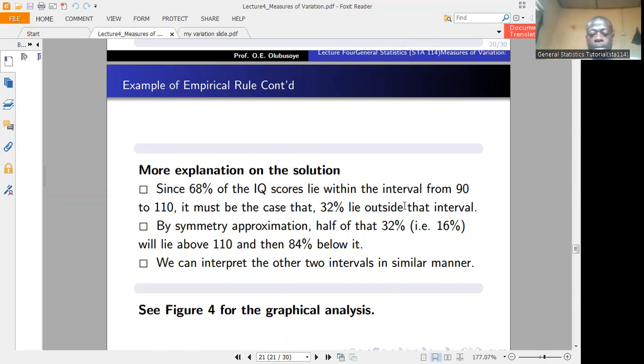And 16% will be below. So we can simply imply that above 110, there will be 84% below it. So we can interpret the two intervals in that similar manner.